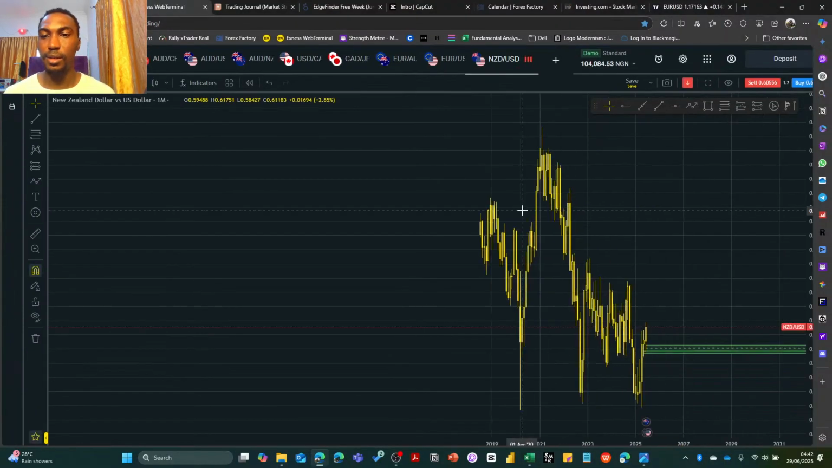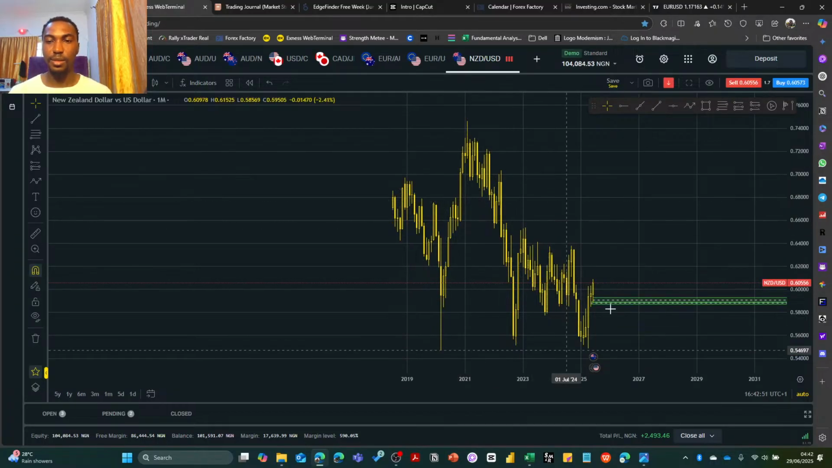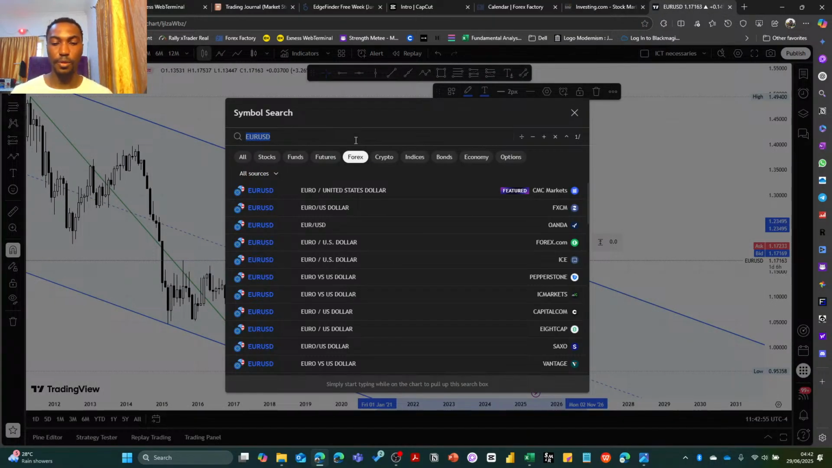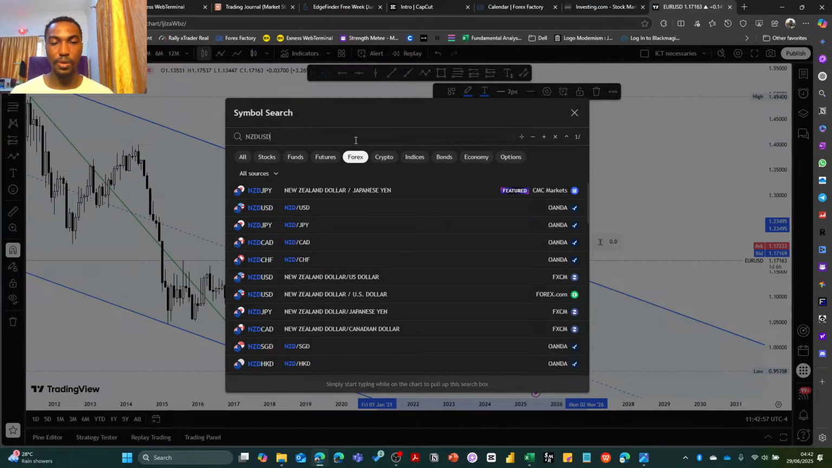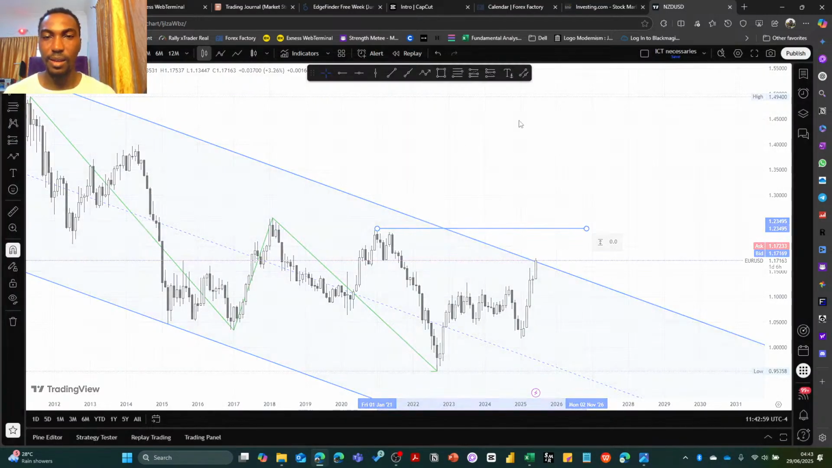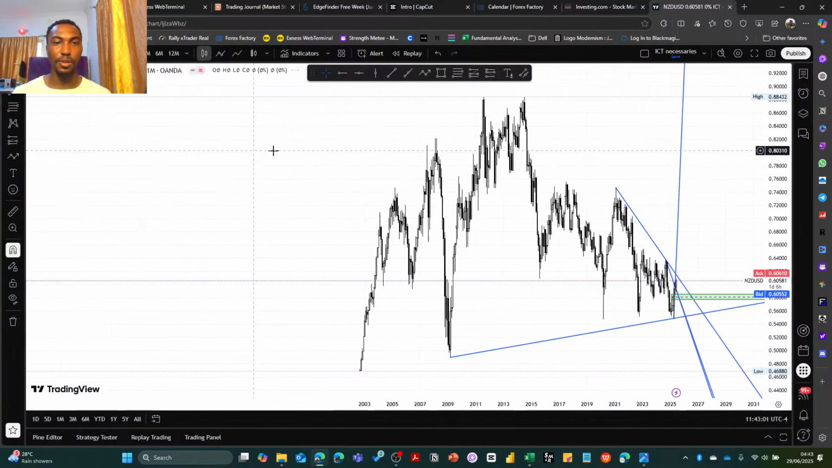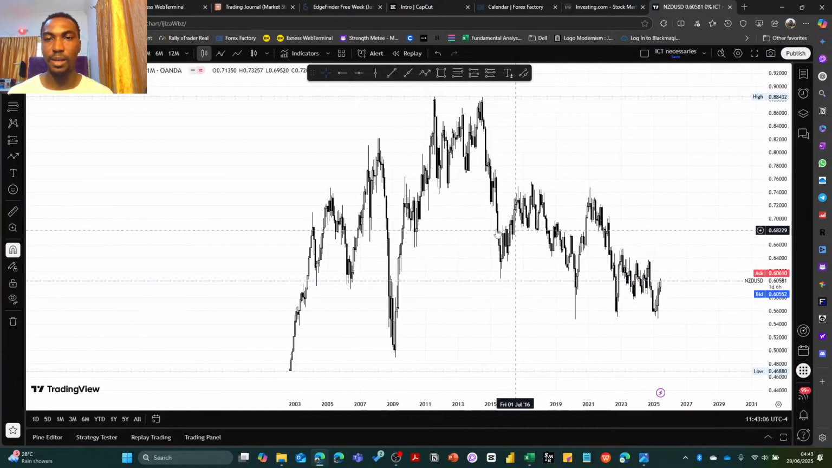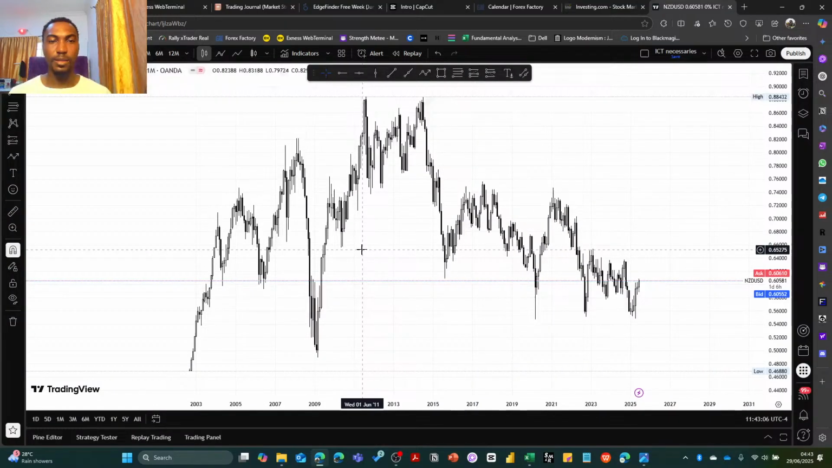Now remember, I don't like to see the monthly on this platform simply because you don't have enough info. NZD, USD, I like TradingView a lot. I can do monthly analysis. Let's just clear the entire space here. All right, so monthly analysis here.